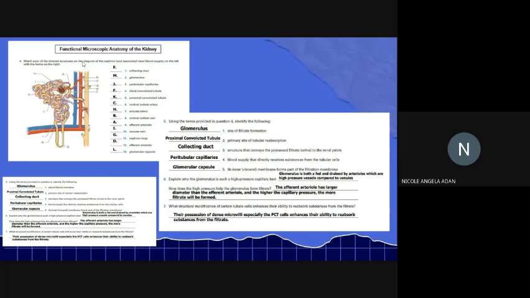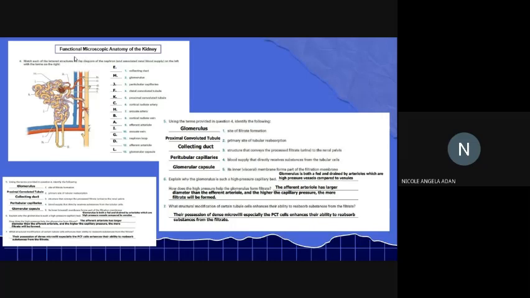Number 2, it is the glomerulus. It is the letter M. Number 3, it is the peritubular capillaries. It is the letter J. Distal convoluted tubule for number 4, it is located in letter F. Number 5, proximal convoluted tubule is located in letter K.